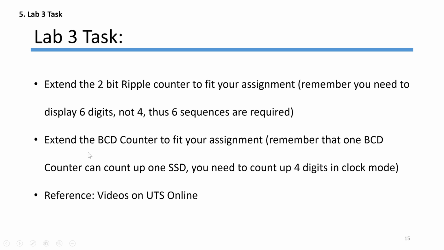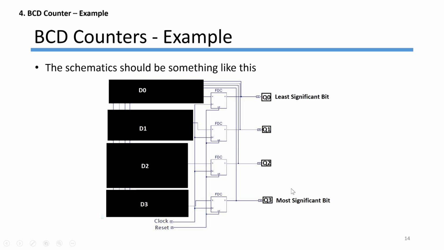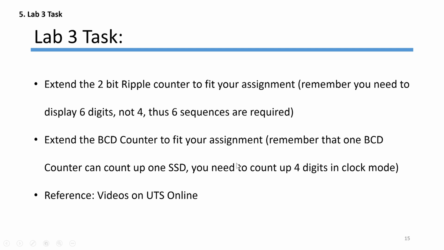Now you also need to extend the BCD counter to fit your assignment. Remember that one BCD counter can only count up one SSD. If you connect this BCD counter to all four of your digits, all 4 digits will show the same number at the same time, which means you'll be counting from 0000 to 1111 to 2222 and 3333 and 4444 and so forth. Now you need to find a way to link them together, say 4 instances of the BCD counter, so that you can count up in clock mode.